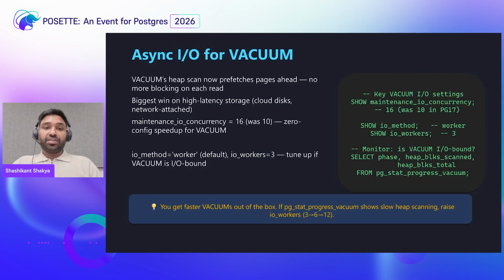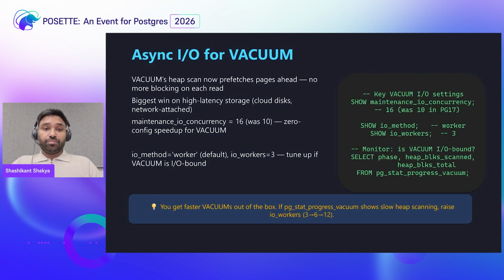We're going to start with asynchronous I/O for vacuum. This is the headline feature of the PostgreSQL 18 release, and it also helps vacuuming. It's a game changer for anyone dealing with high latency storage. And I think in the cloud era, most of us are dealing with similar problems.